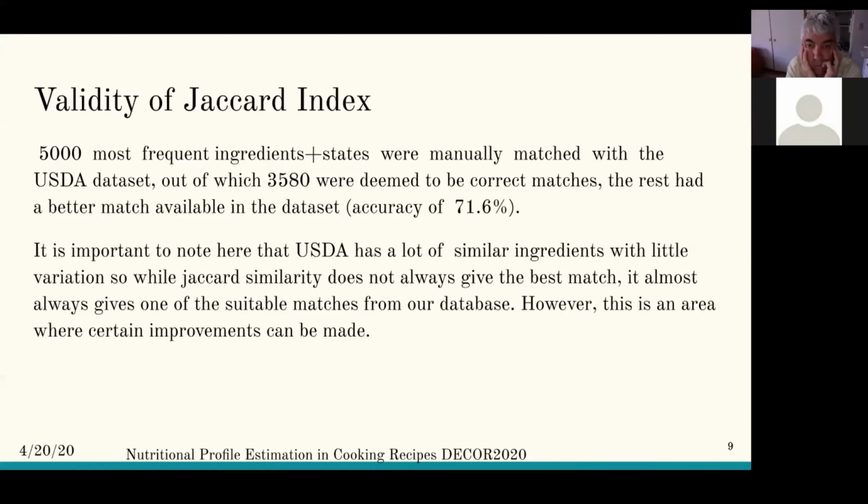71.6%. An important side note here is that USDA, as we discussed before, has a lot of similar ingredients with little variation. So while Jaccard similarity does not always give the best match, it almost always gives one of the suitable matches from a database.